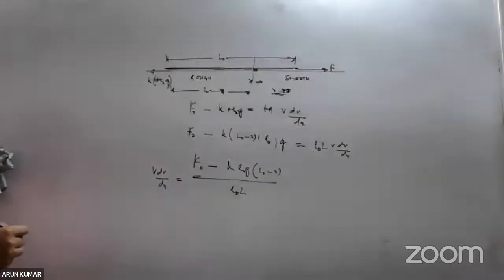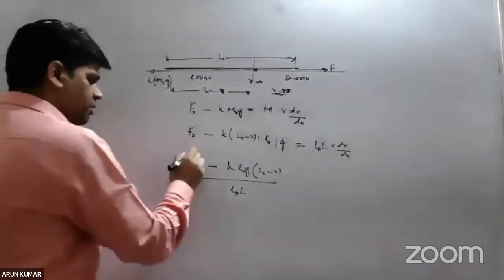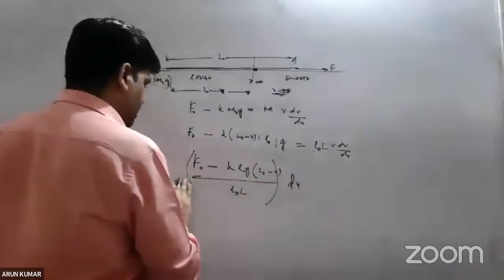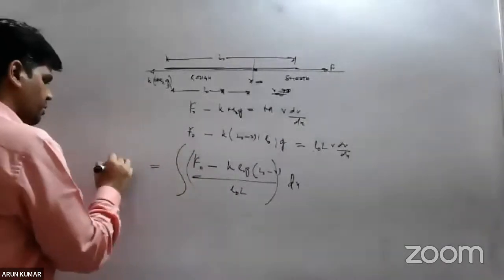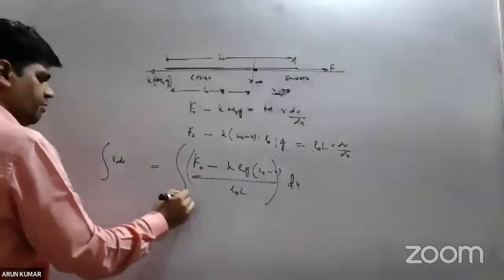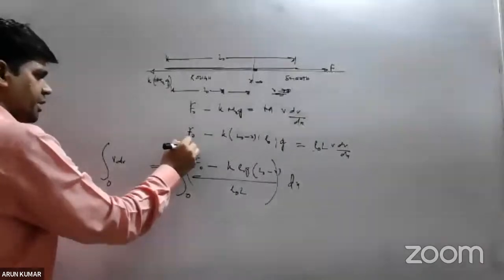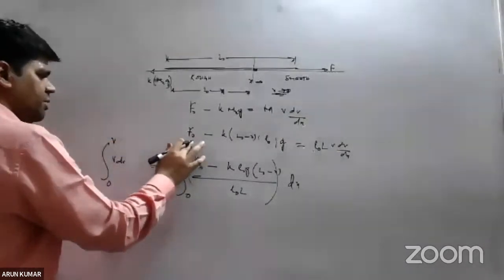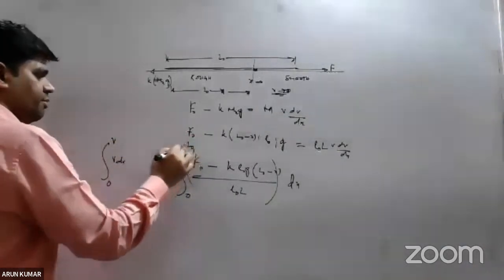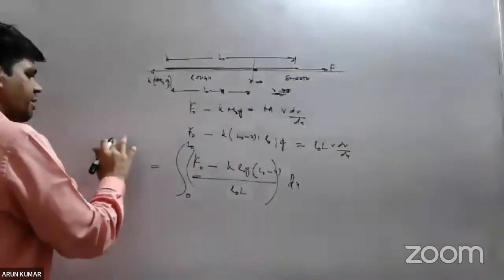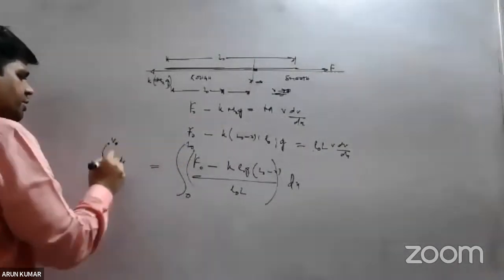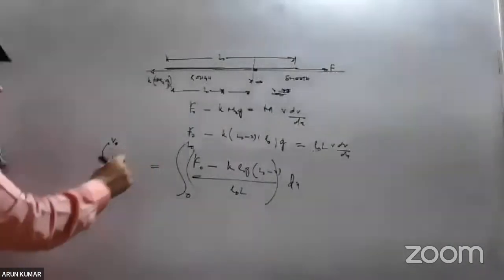Alright, now I'll integrate this: dx, and v dv. When x is 0, velocity is 0. When x is x, velocity is v. But I directly want the answer. I don't want the function. I want the value when x is equal to L naught, so I'll write when x is equal to L naught, v is equal to v naught. Required v naught. I'll integrate this.